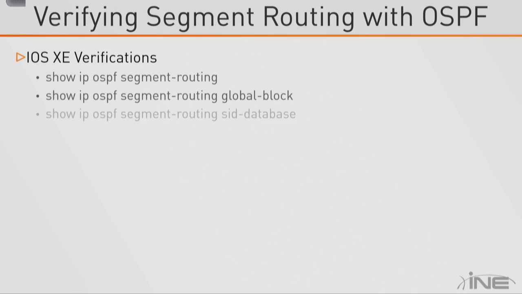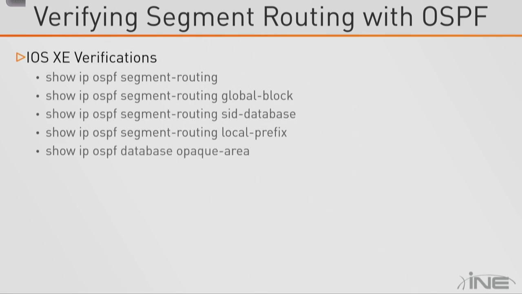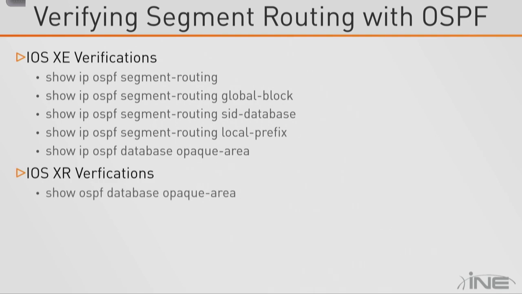Okay, some verifications we're going to go through. Most of these are going to be under show ip ospf segment-routing. And then in the database, we could look at the opaque area LSAs, and that's going to show the specific details of what they're actually advertising into OSPF. In IOS XR, for whatever reason, there's not really many good verifications, at least in the version that I'm running. We can mainly look at just show ospf database for the opaque area, and then see what specifically is encoded into the database.